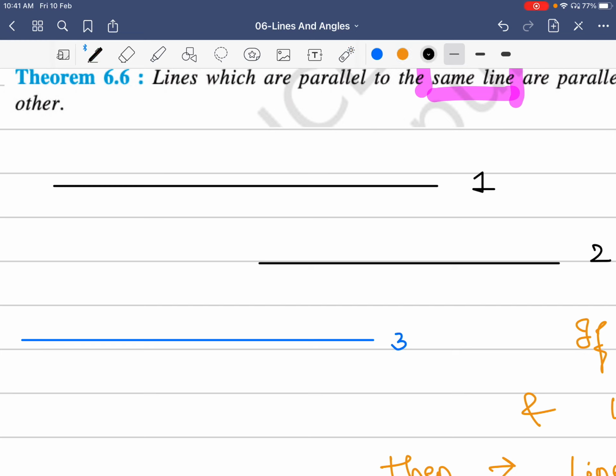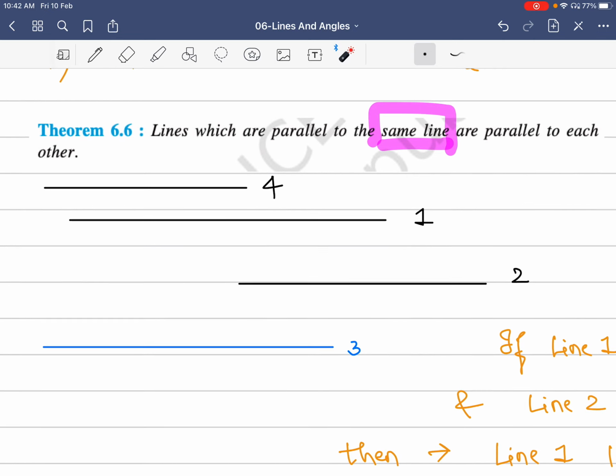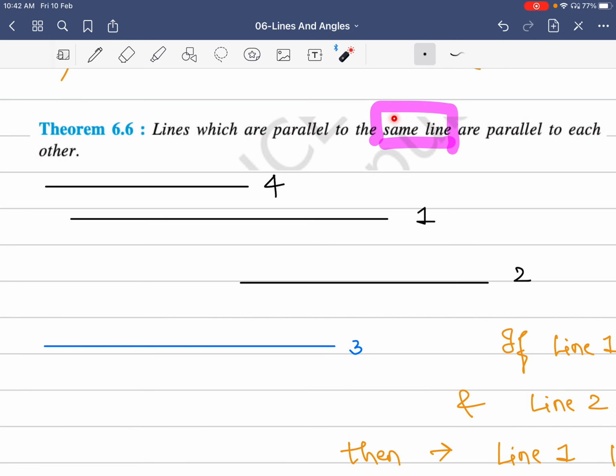Similarly, if I draw one more line here, which will again be parallel to, let's say, line number 3, let's call this line number 4. I have constructed line number 4 which is parallel to line number 3. Then line number 4 will obviously also be parallel to line number 1 as well as line number 2. So all these lines will be parallel to each other. That is what the theorem says. Lines which are parallel to the same line will be parallel to each other. So even these three will become parallel to each other.